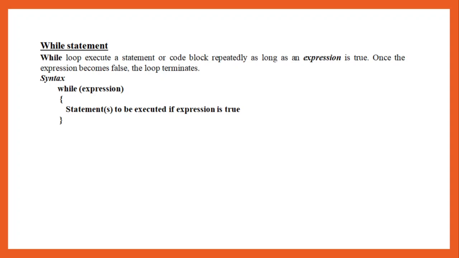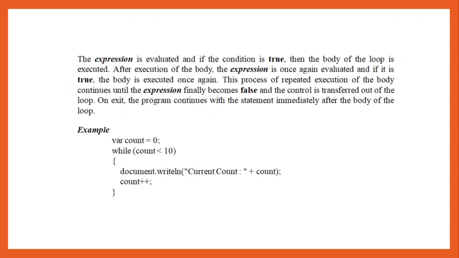A while loop executes a statement or a code block repeatedly as long as the expression is true. Once the expression becomes false, the loop terminates. See the syntax: while expression, statements to be executed if the expression is true.